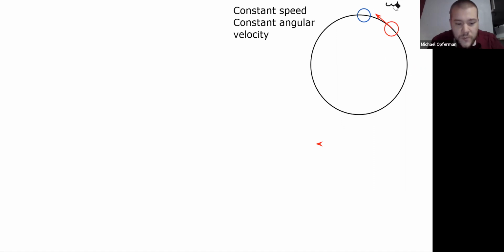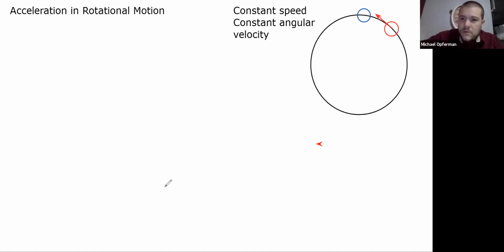Let me get rid of that to make a little bit of space. Okay, so this is the initial velocity. And then in the blue state, the object's velocity is still going to be tangent to the circle, but now it's in a different direction. So it'll be like this, the final velocity. The initial velocity is in red, the final velocity is in blue.